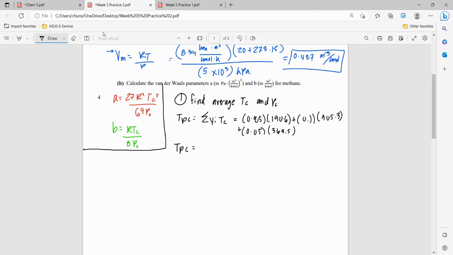So this makes it equal to 0.85 times 190.6 plus 0.1 times 305.3, and then plus 0.05 times 369.5, and this is equal to 211.015 Kelvin.